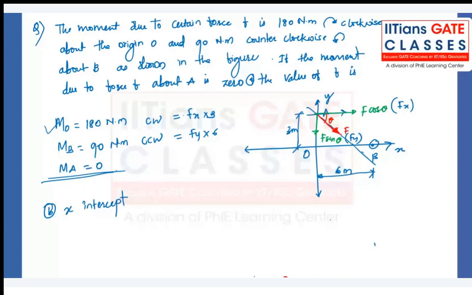So if you subtract them, what you will get? Let's say Fx into 3 minus Fy into 6 is equal to minus 90. Okay.